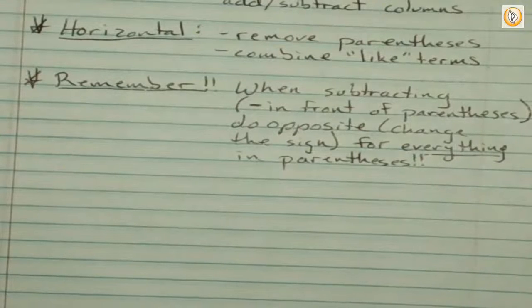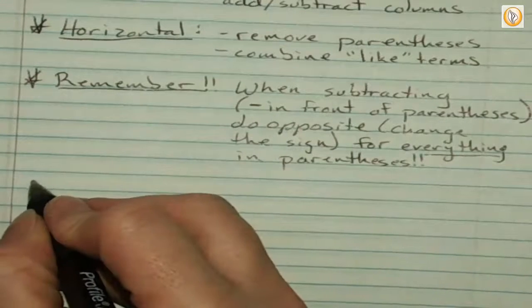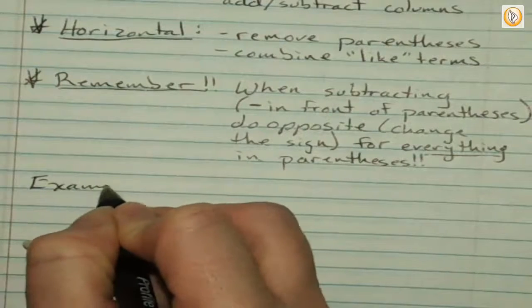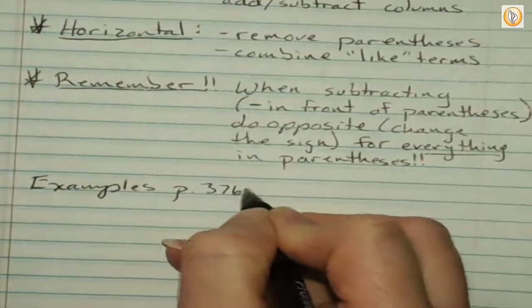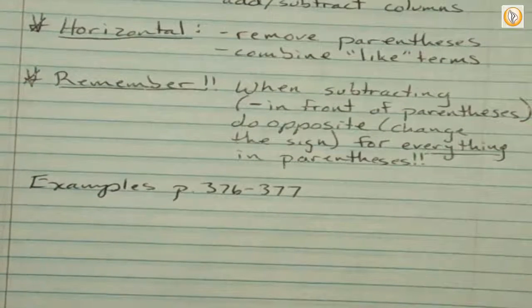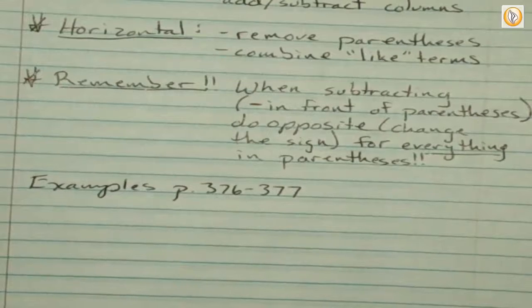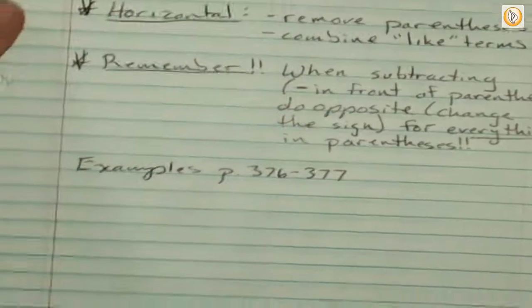I'm just kidding. All right, so we're going to do examples now. Page 376 to 377. So open up your books to 376 to 377. Once I show you these three examples, and that's all I'm going to show you, you guys will get it. This is the good stuff. I love days like this.